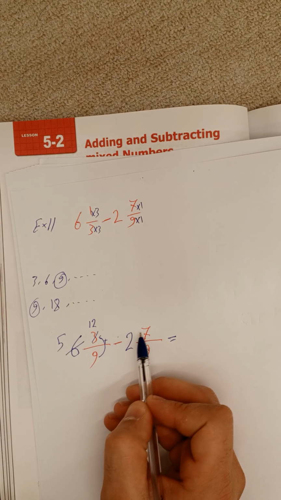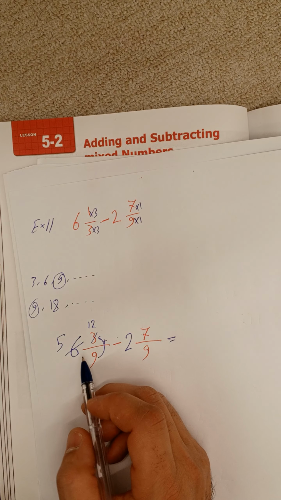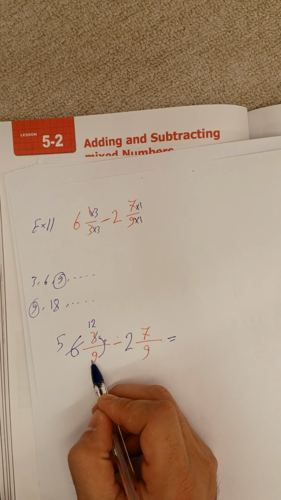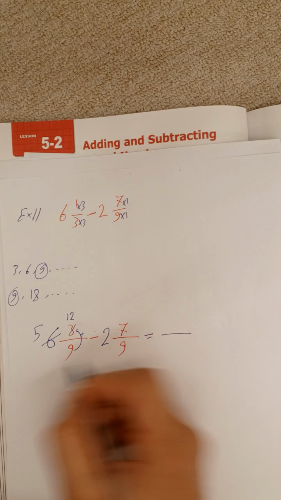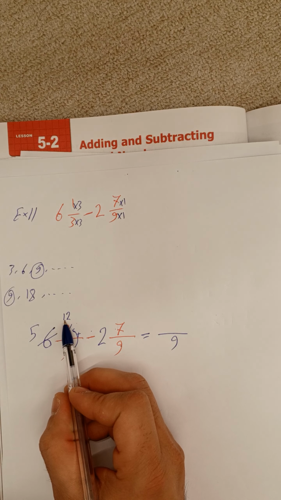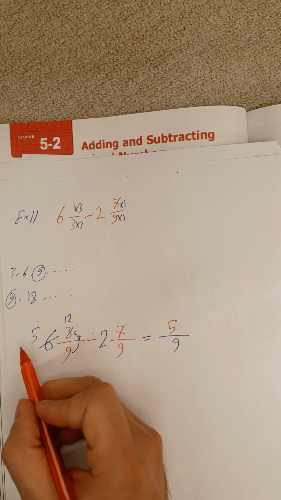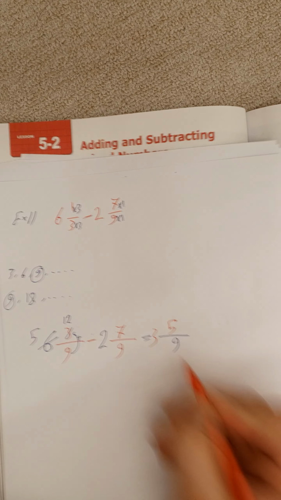Again, 3 minus 7 we cannot. Go to the whole number in the first mixed number. It's going to be 5, and adding these two fractions, it's going to be 12. Now the denominators are the same. Before it was 9, now this one is 12. 12 minus 7 is 5, and the whole number is 5 minus 2, it's going to be 3.